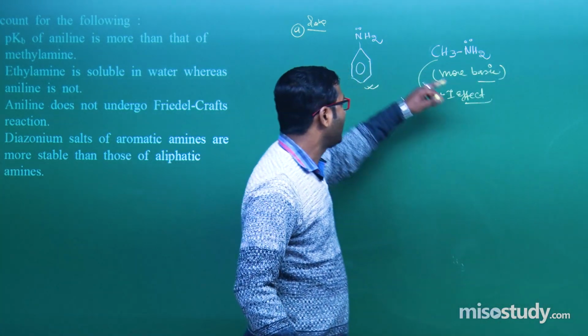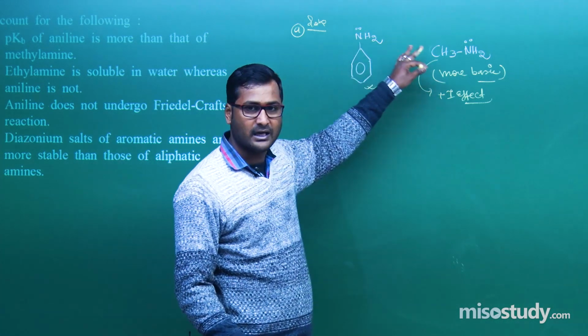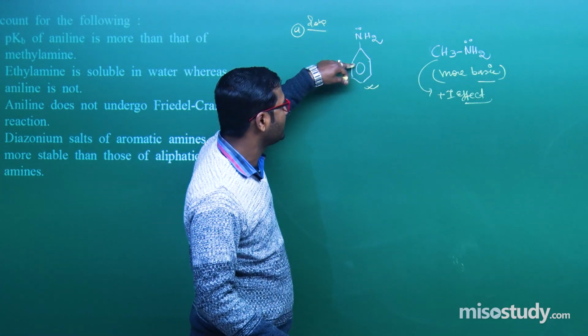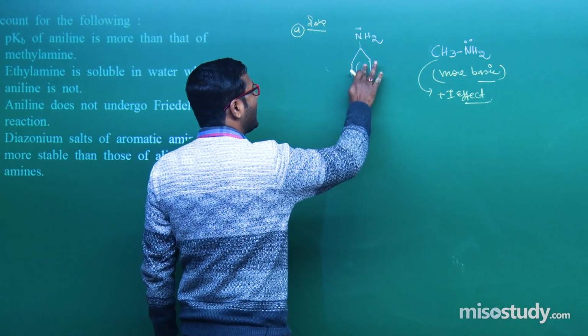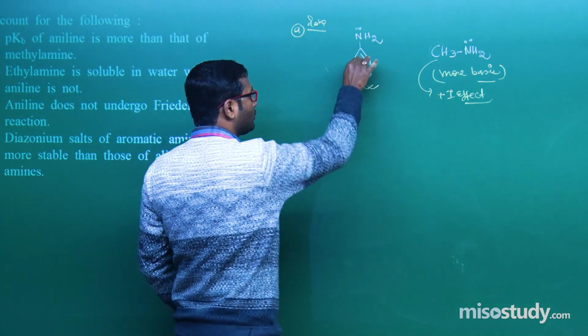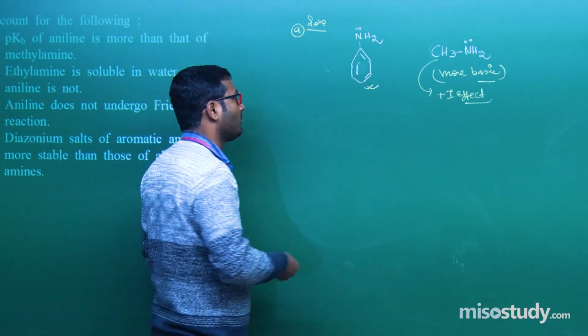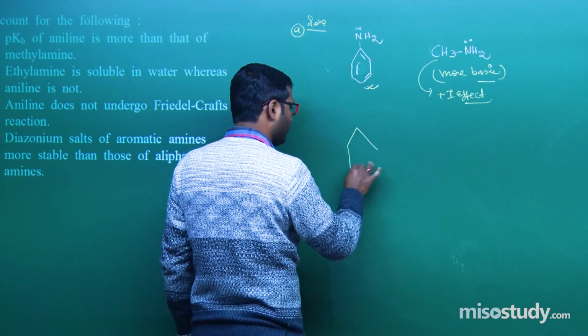Why? Because the electron density over the nitrogen atom decreases, due to the resonating structure, this electron pair moves over the entire benzene ring. If anyone asks you to draw the resonating structure, you can easily draw it, my friend, like this.